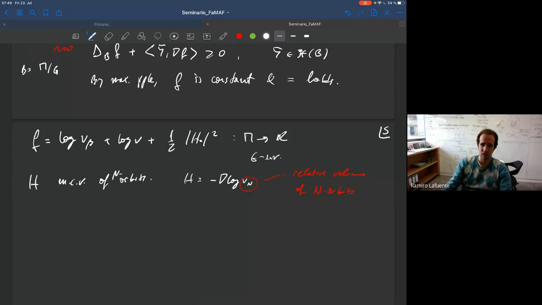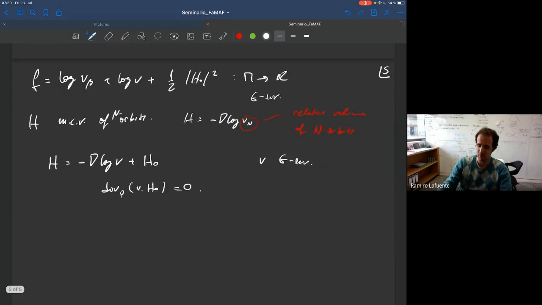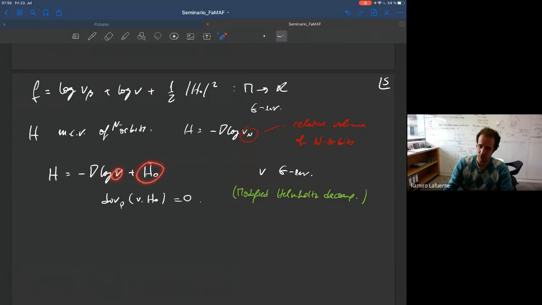Right. So in order to overcome that, we consider another way of writing H as minus gradient log V, where V is a G-invariant function. But of course, we have to pay a price, because if V_N is not G-invariant, then V is not going to be G-invariant unless we add something, right? So we consider this decomposition, with the property that the divergence of V times H naught is zero. Don't ask me why this is a good property, but it turns out that this works. And so this is what we call a modified Helmholtz decomposition for the vector field H, right? So you write it as a gradient plus something else, and that something else is not divergence free, but it's divergence free if you plug in a V there. And that's how we define H naught and V, which enter the game here.